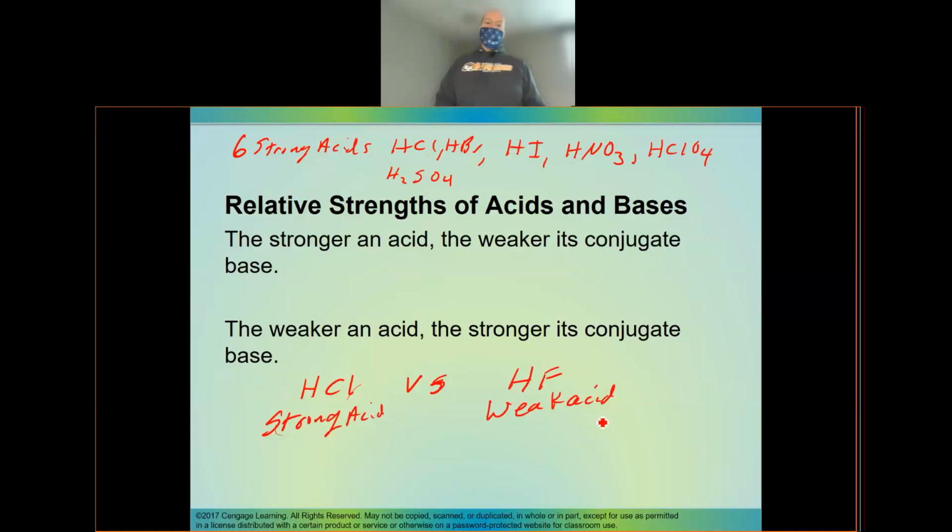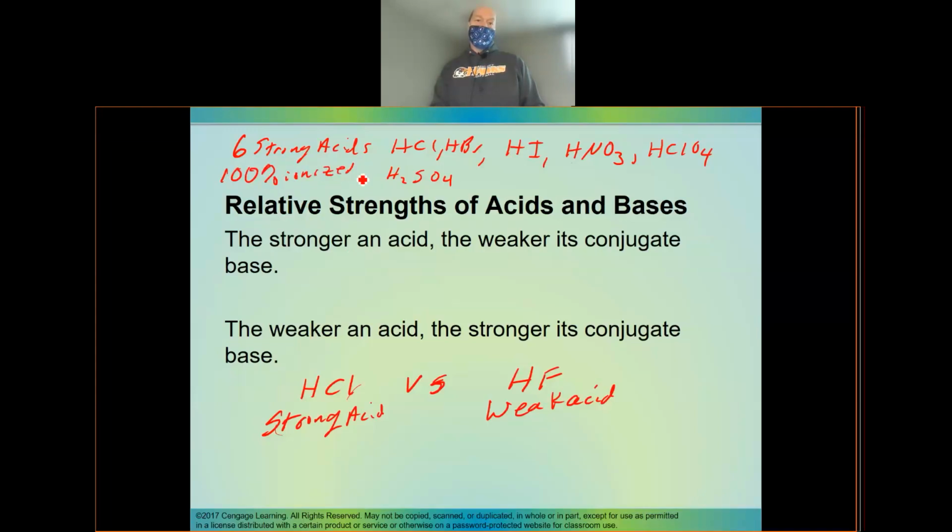All right, so if the question was which one's stronger, HCl or HF, that would be an easy question as long as you know your 6 strong acids, because that one's strong, that one's not. Well, obviously the HCl is the stronger acid. What does it mean to be a strong acid? What it means is it is 100% ionized.